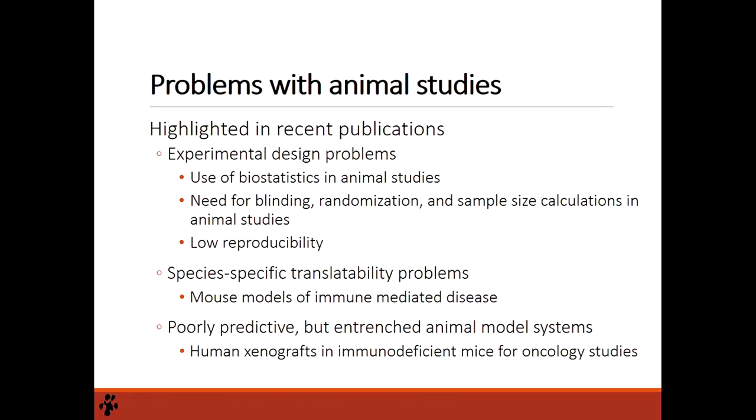Last year, I understand this group had a session on reproducibility in which they discussed proper biostatistics, blinding, randomization, sample size, and the issue of low reproducibility. So today we'll concentrate on the animal model itself and why there is a translatability problem in selecting these models for predictive power for the human condition.